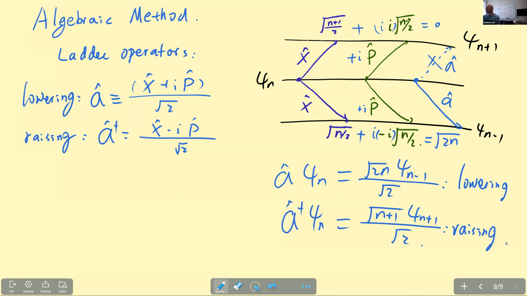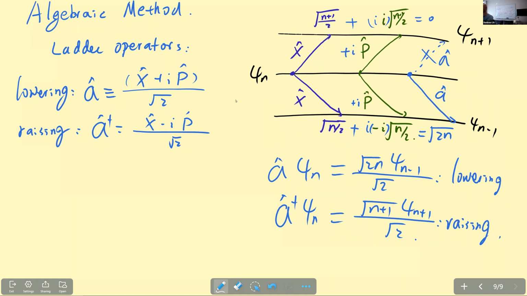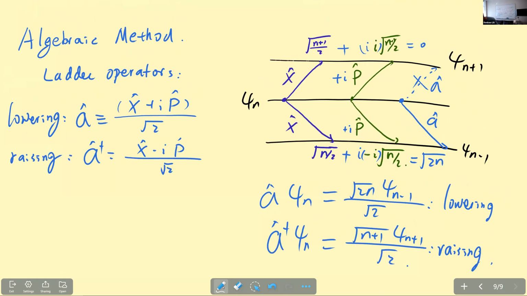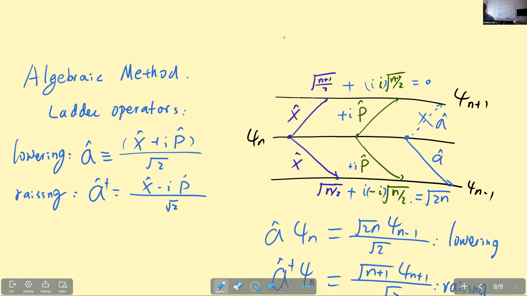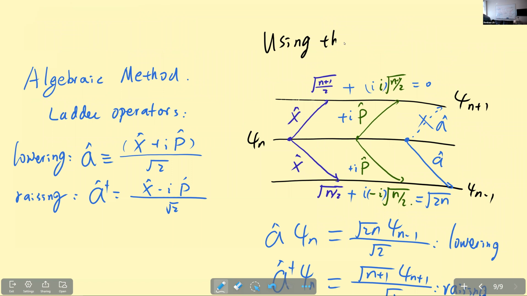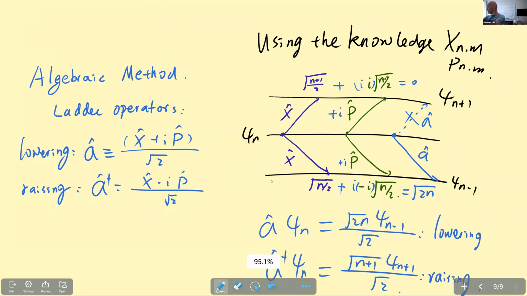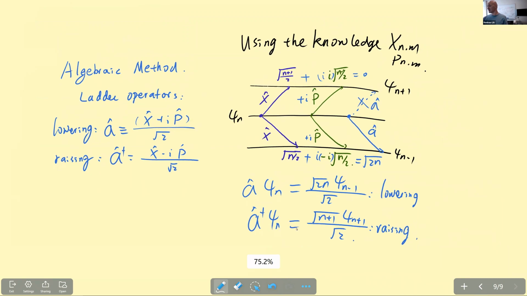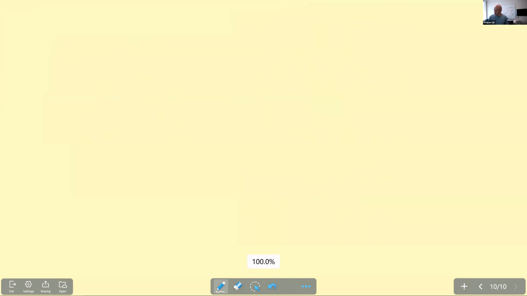Of course, here we have already used the knowledge of the matrix elements X_mm and P_mm. But actually we don't need this. A more elegant way is that we can obtain these relations directly by the algebraic method, using the commutators.